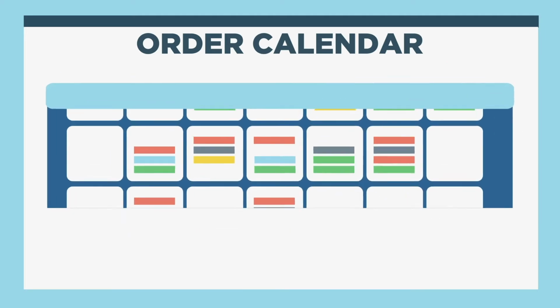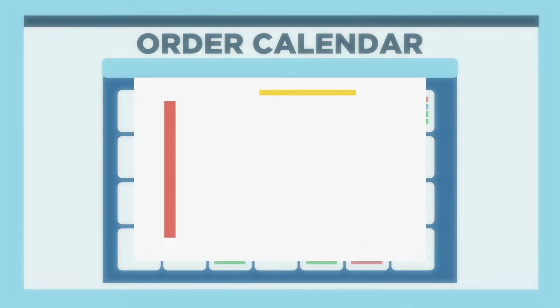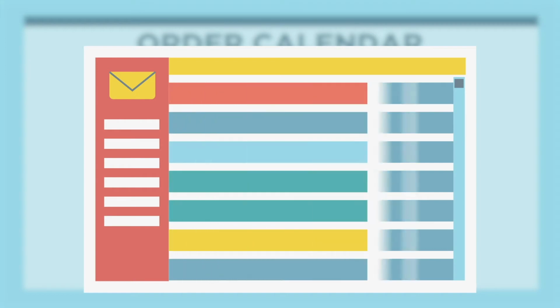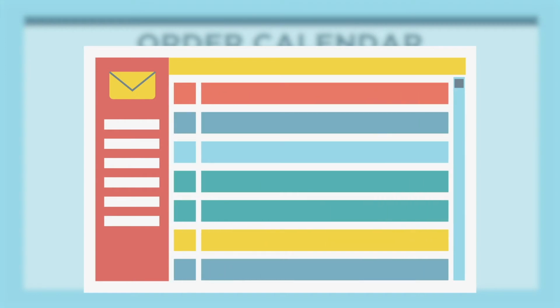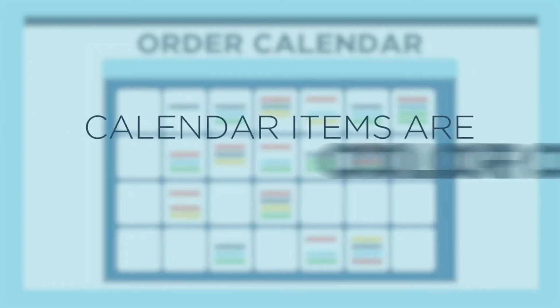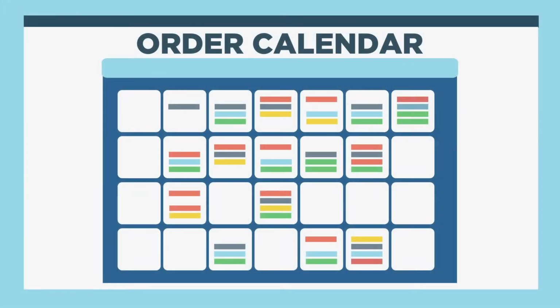Through the order calendar, which has both weekly and monthly views, you can monitor status updates to current orders and also see an archive of past quotes and invoices. All calendar items are color-coded to instantly convey their status.